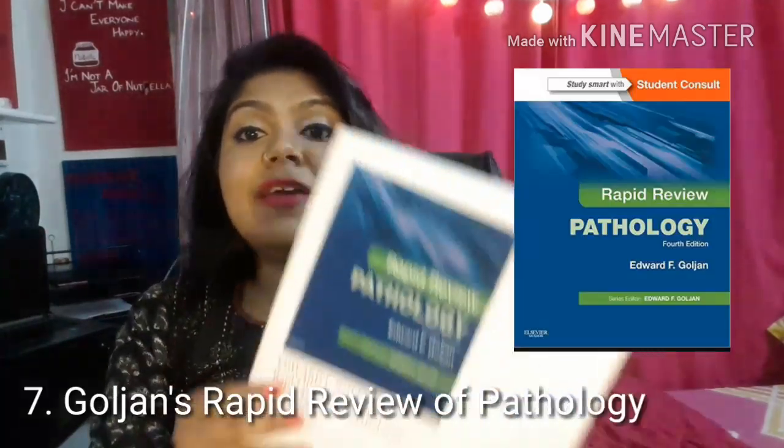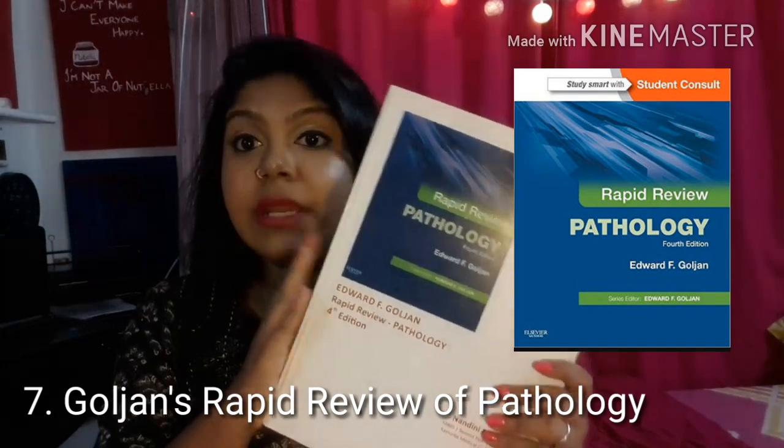Now, we have talked about textbooks and we have talked about visual aids like pre-recorded lectures. Another very important resource when it comes to studying pathology is review material. And the two books that I want to talk about today are absolutely irreplaceable and you cannot do without them. The first and most important one is Rapid Review by Goljan. Now, this book is a must-have.